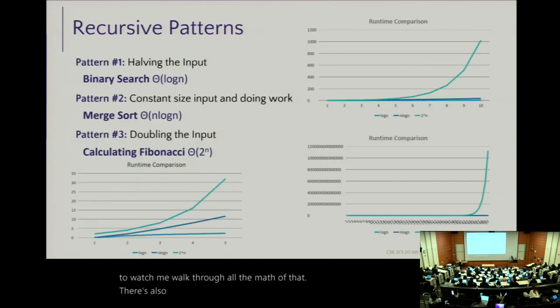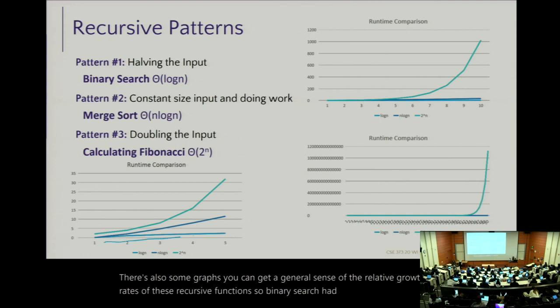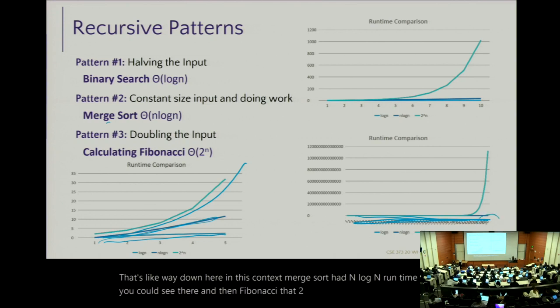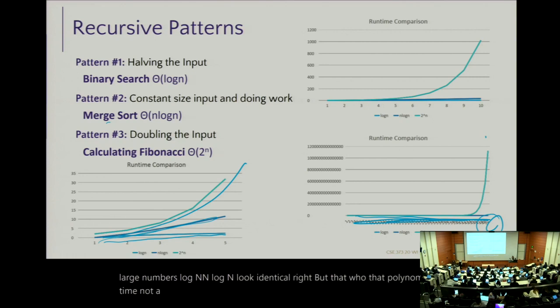You can get a general sense of the relative growth rates of these recursive functions. Binary search had that logarithmic runtime. That's way down here in this context. Merge sort had n log n runtime, so you can see it there. And then Fibonacci, that 2 to the n. When we zoom out to large numbers, log n and n log n look almost identical, right? But that exponential time is not a fun one. Yeah?